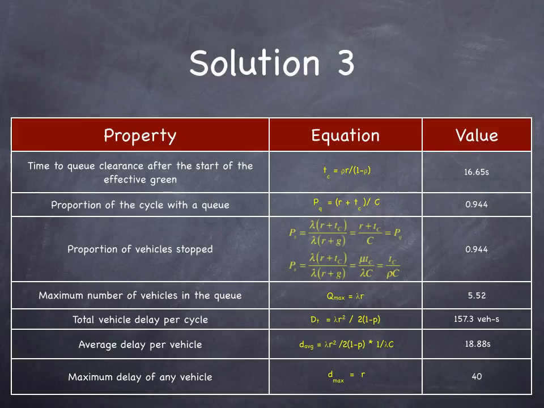The maximum number of vehicles in the queue, lambda times the red time, Q max, equals 5.52. The total vehicle delay per cycle, D sub T, is equal to 157.3 vehicle seconds. The average delay per vehicle is 18.88 seconds. And the maximum delay of any vehicle is the red time, and that's 40 seconds.